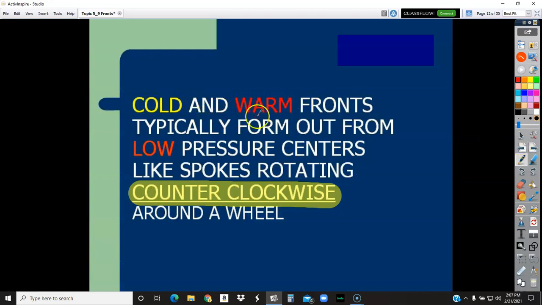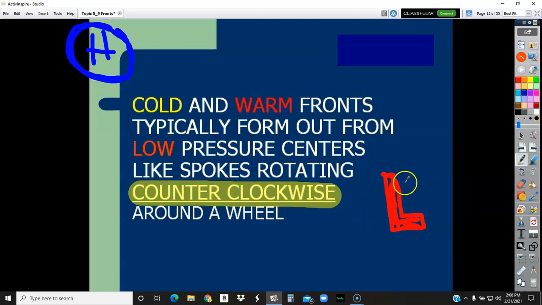It says cold fronts and warm fronts typically form from a low pressure. So when you look on a weather map and you see a big red L, those are the ones that are going to have the fronts. High pressures, when you look on a weather map and you see a big blue H, remember, high rhymes with dry. Dry air doesn't have any precip around it, right? No clouds. So you're not going to have any fronts coming off of highs, only off the low pressure.